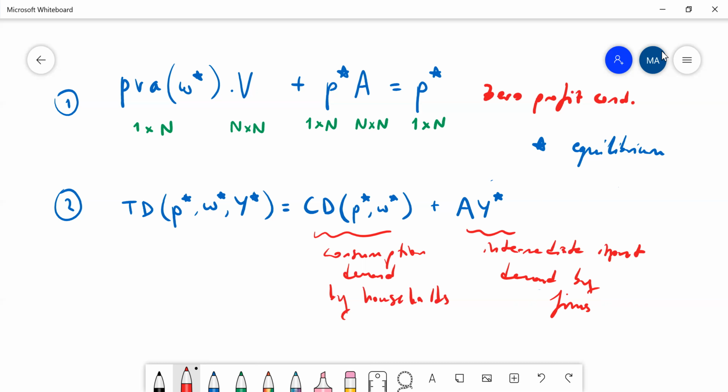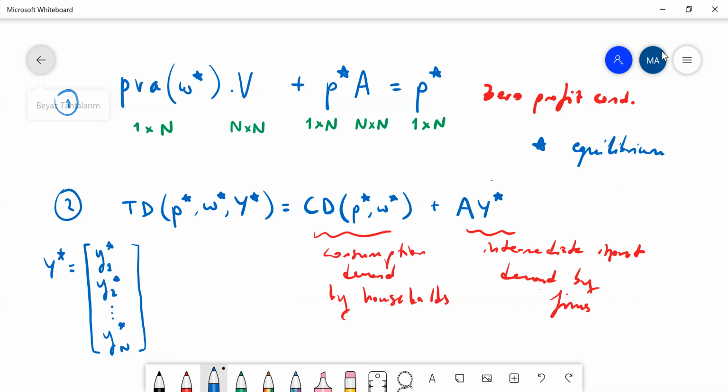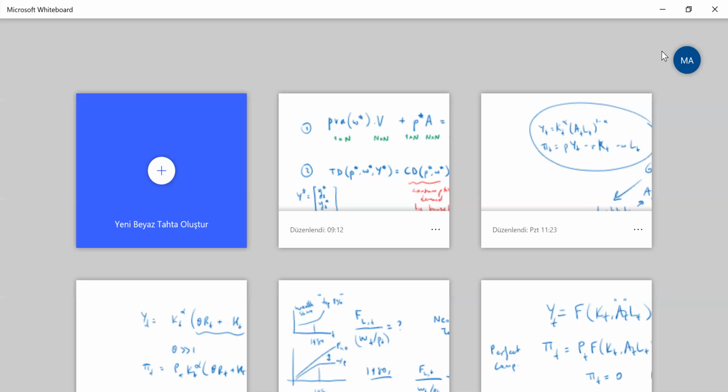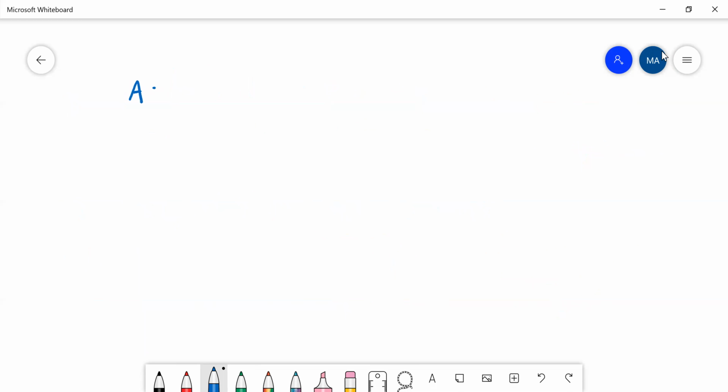Now, here I define a new vector, Y star, right? So Y star is basically this: Y1 star, Y2 star, dot, dot, dot, Yn star. So what are these Ys? These are the total production levels, right? Total production levels. Now, if you multiply this vector with the A matrix, so this is A, right?